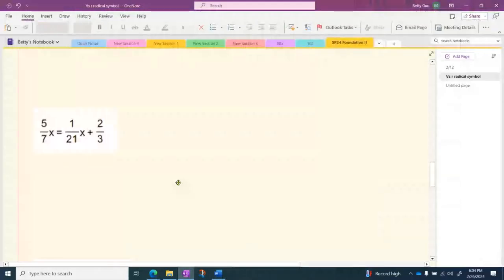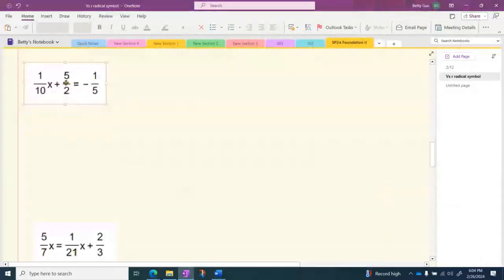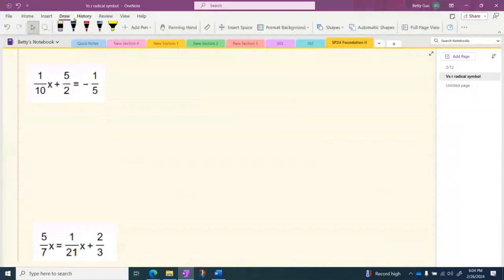Let's look at this example. Let's look at this question. This is a linear equation in one variable. Question: how many terms are in it? This is what I always do.